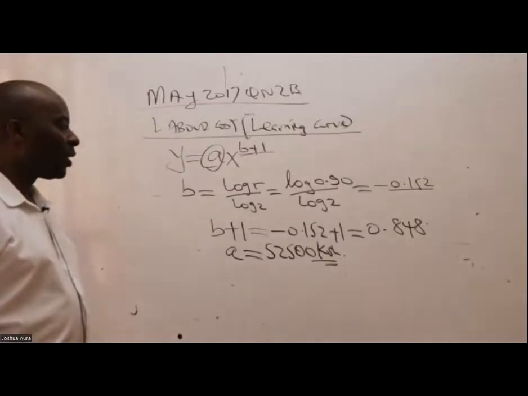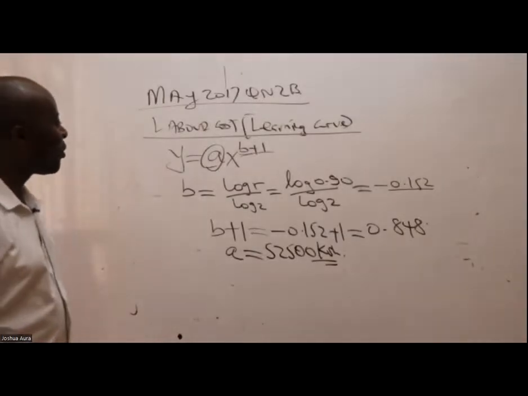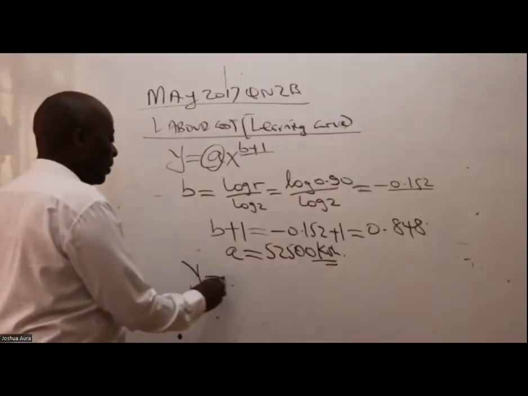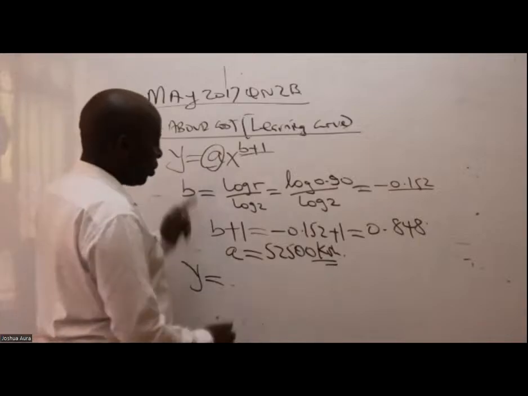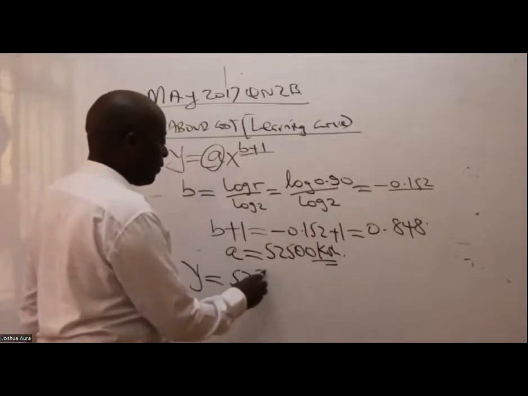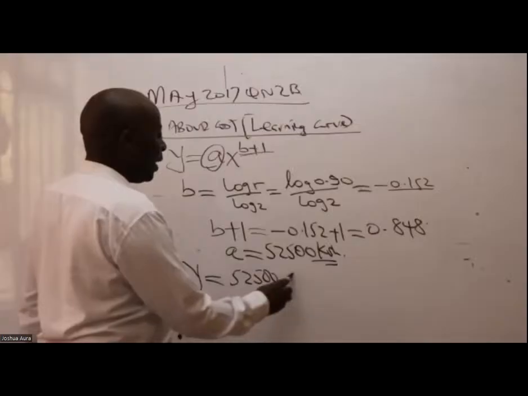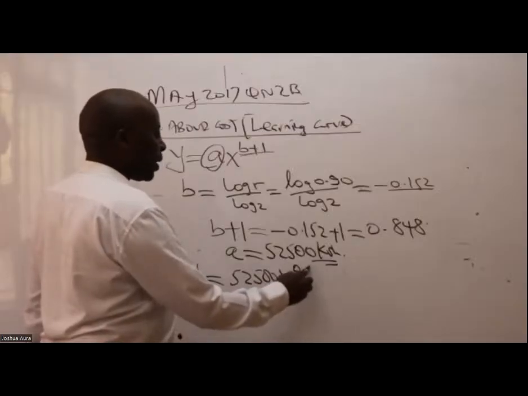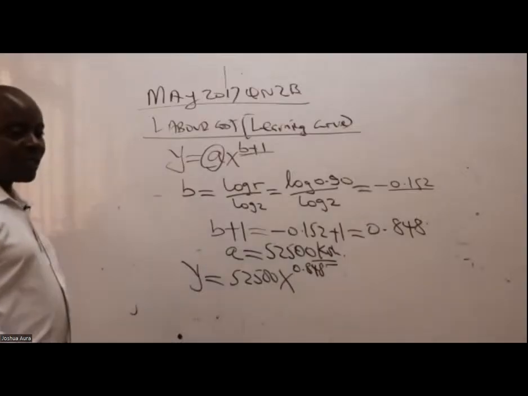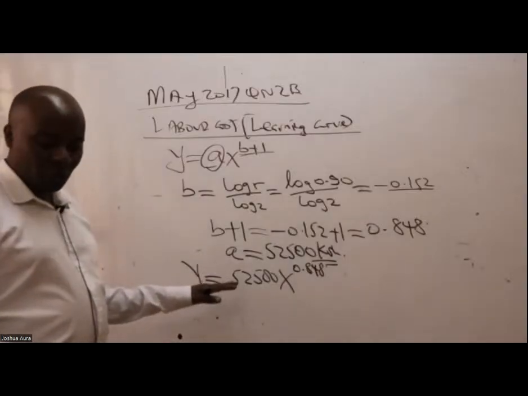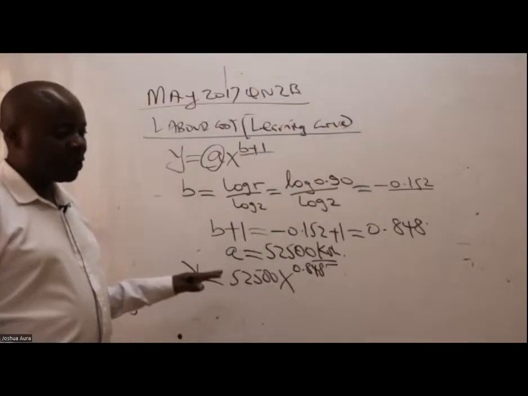So I'm so lucky because, ladies and gentlemen, these people have made my work very easy. So I know that my Y here will be equal to A, which is 52,500, times x raised to B plus 1, which is 0.848 like that. Yes, time taken to make the first batch.